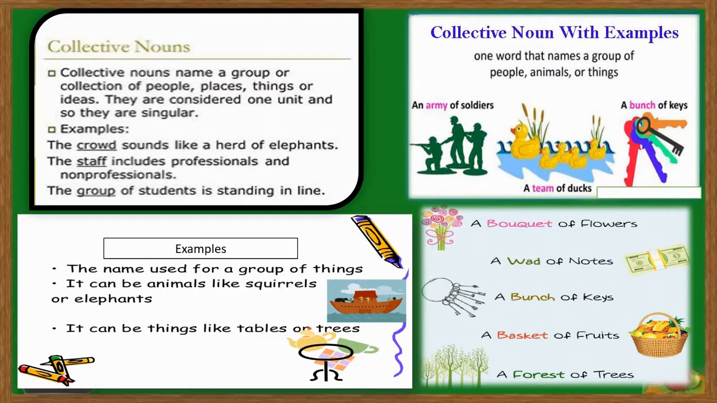So here again some examples, such as an army of soldiers, a team of ducks, a bunch of keys, a bouquet of flowers, a wad of notes, a basket of flowers, a forest of trees. So all these are the examples of collective noun.